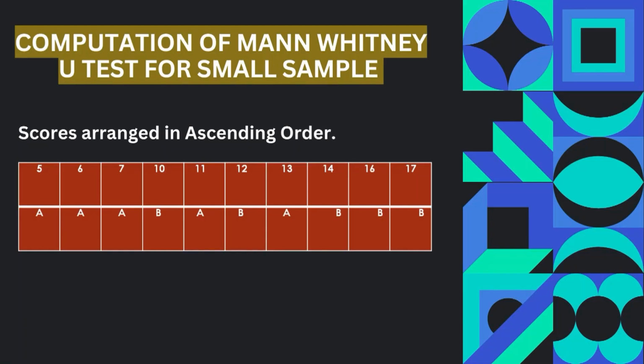A denotes males and B denotes females, and against each score their symbol is mentioned, like against 5 A is there, against 6 A is there, against 7 A is there. Similarly, against 12 B is there, because it comes from the females category, that is why we have denoted B, and 13 A, and 14 B, 16 B and 17 B.